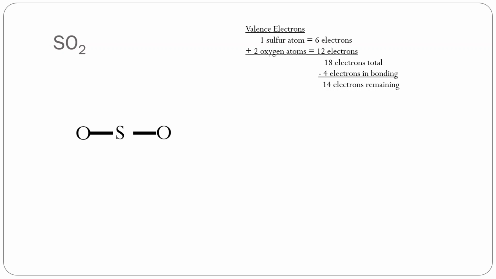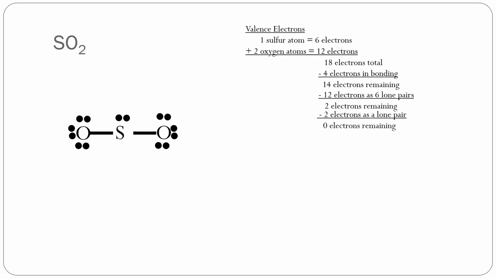We'll use these 14 electrons to satisfy the octet rule from the outside going in. Clearly, each oxygen will take 6 electrons. That means we use 12 out of our 14 electrons. That leaves us with 2 remaining. Those 2 electrons will go into the center on the sulfur atom. That leaves us with 0 electrons remaining.